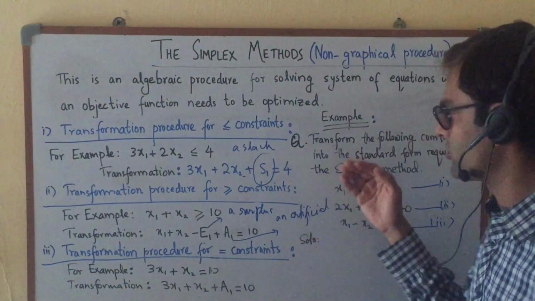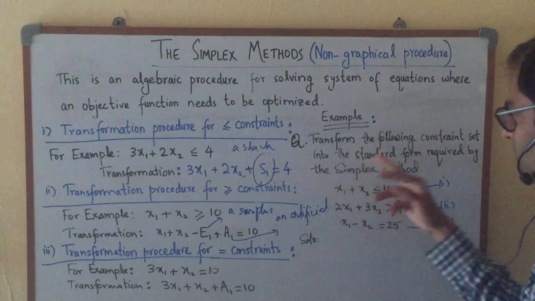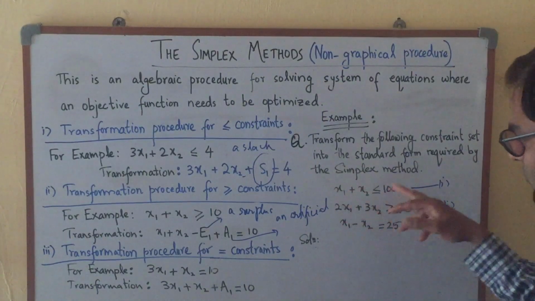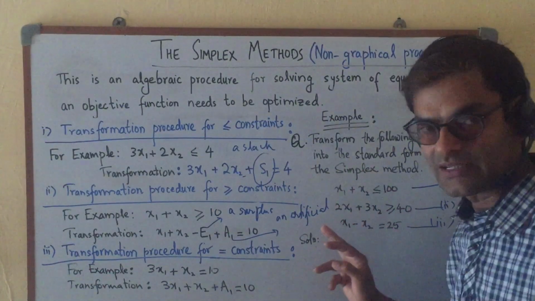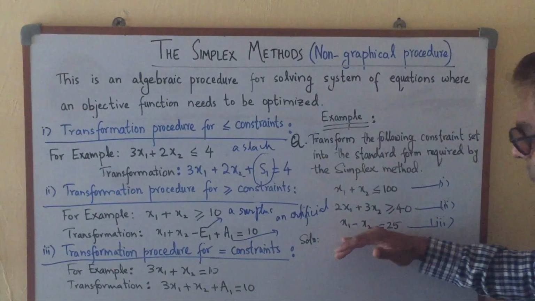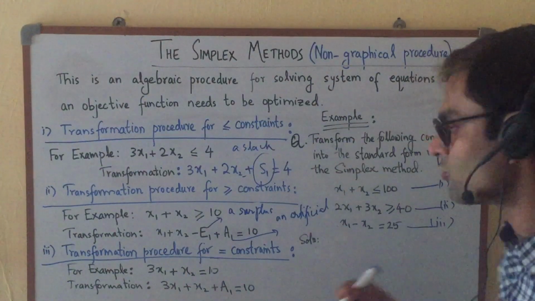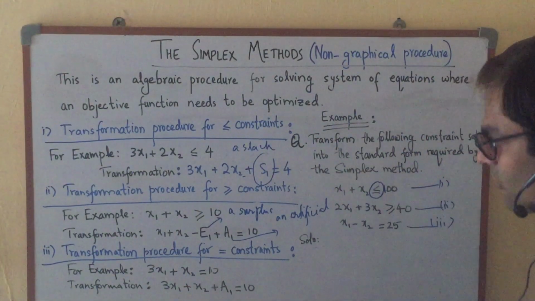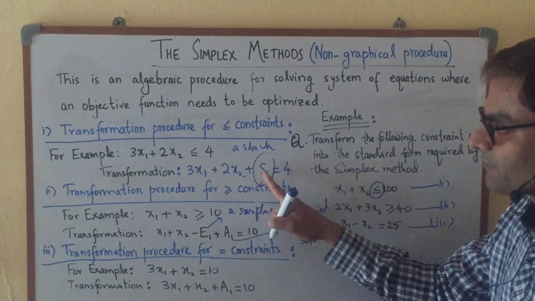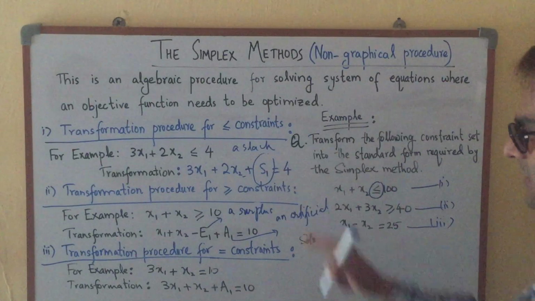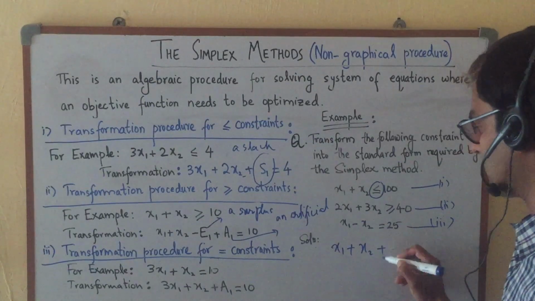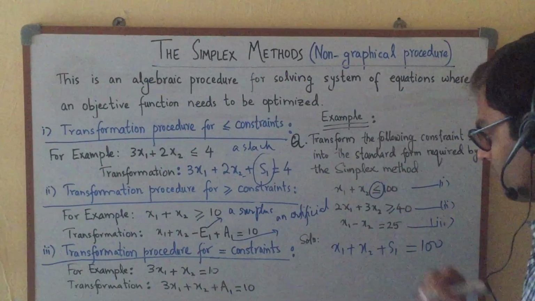Now we have a question: transform the following constraint set into the standard form required by the simplex method. The first constraint equation is x1 plus x2 less than or equal to 100, the second constraint is 2x1 plus 3x2 greater than or equal to 40, and the third constraint is x1 minus x2 is equal to 25. Now we need to transform. Here you see less than or equal to. For this type of constraint, we add one variable, a slack variable. So x1 plus x2 plus s1 is equal to 100.